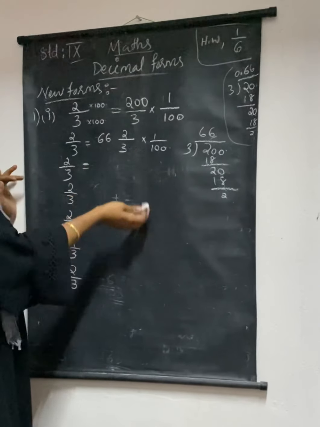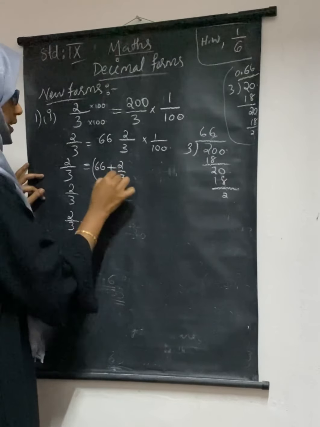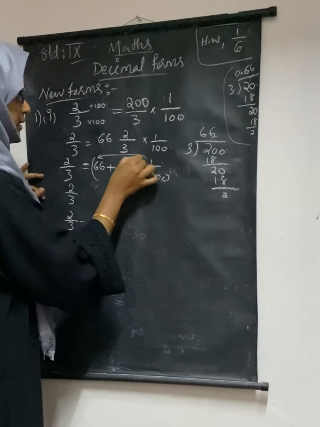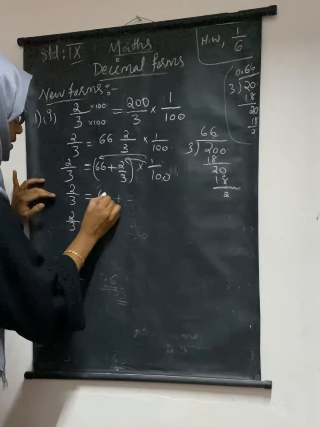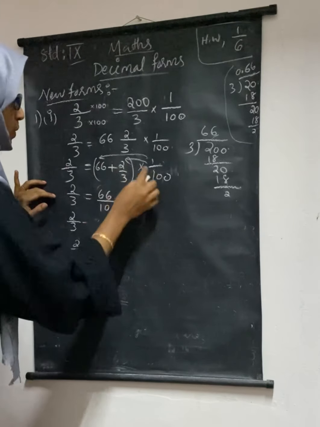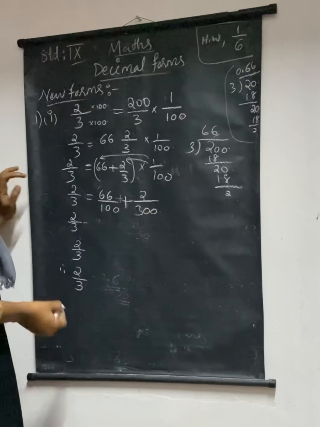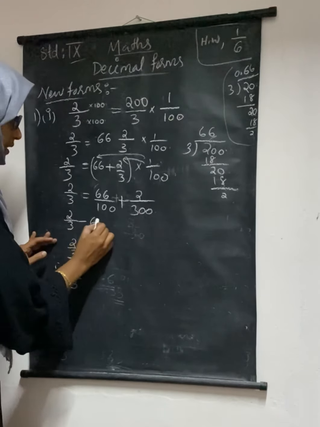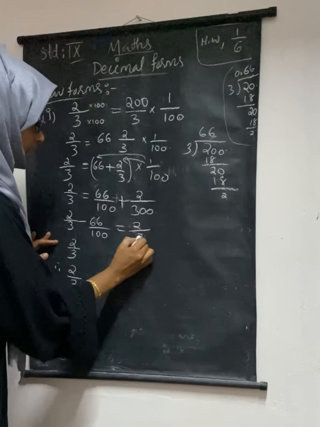But for the first time, I am doing all those. 66 plus 2 by 3 into 1 by 100. Now this you have to multiply here, this you have to multiply here. So 66 ones are 66 by 100 plus 2 ones are 2, 3 hundreds are 300. Now you have to bring this 66 this side. So 2 by 3 minus 66 by 100 is equal to 2 by 300.